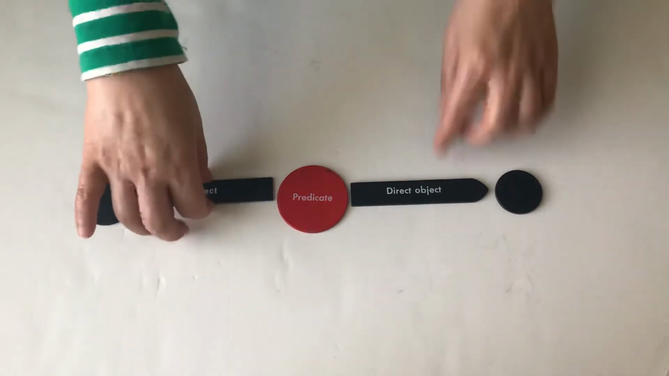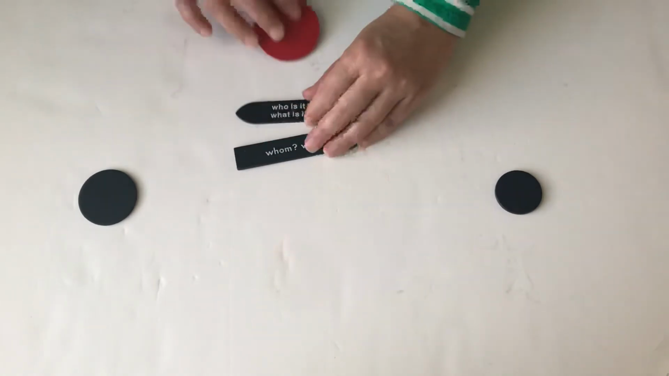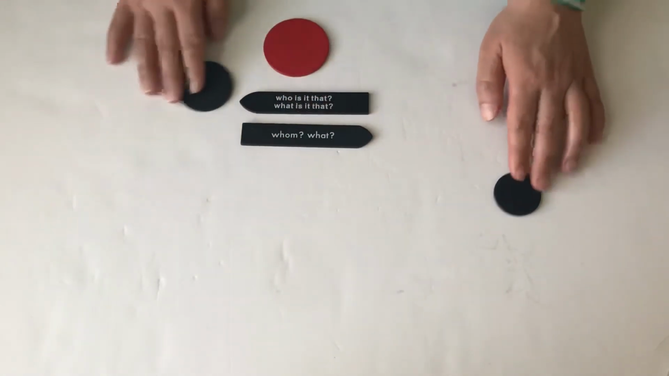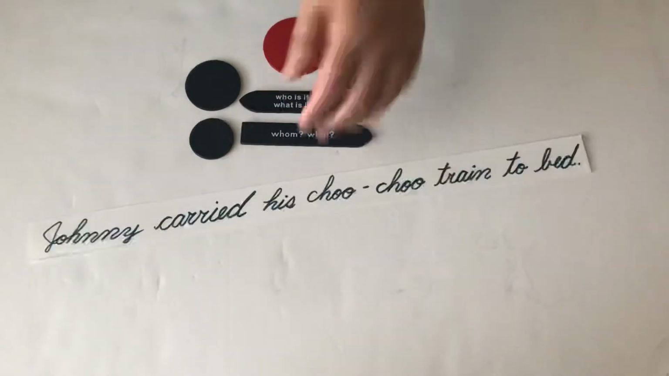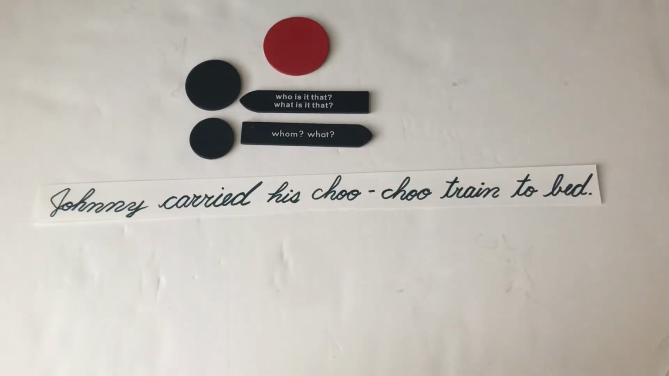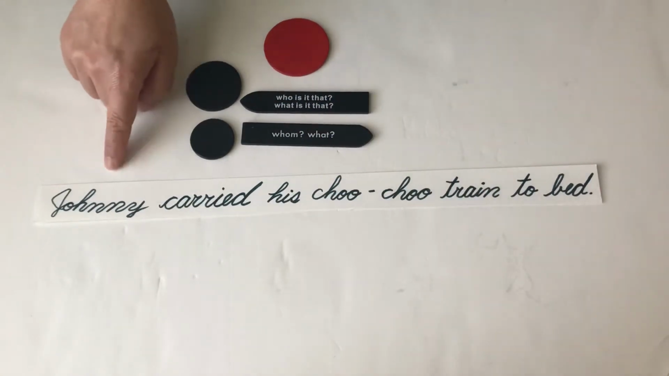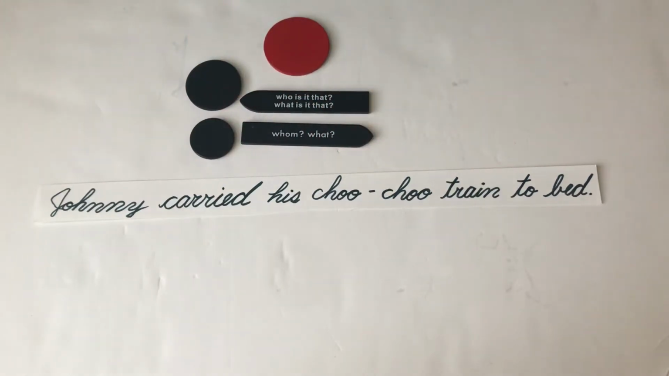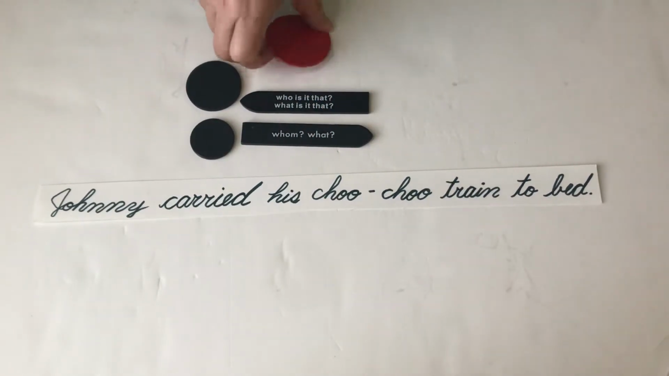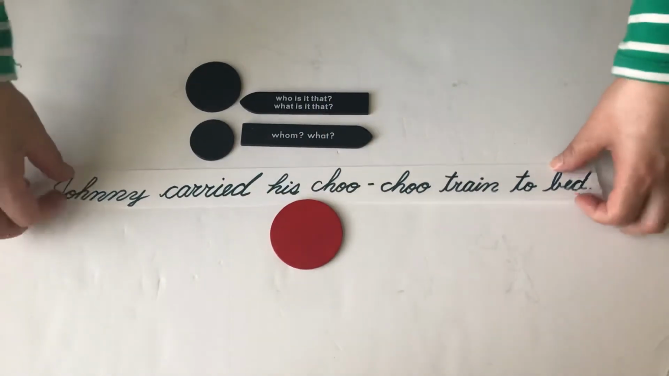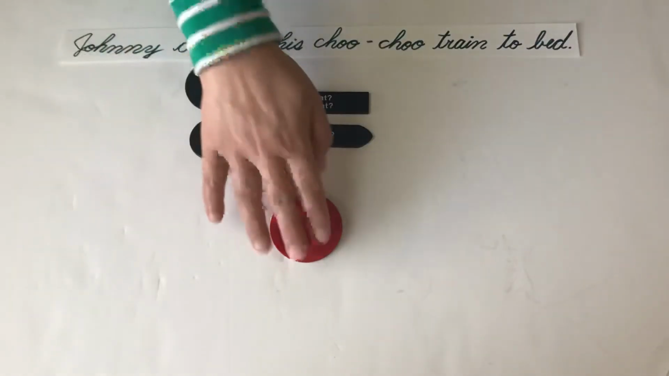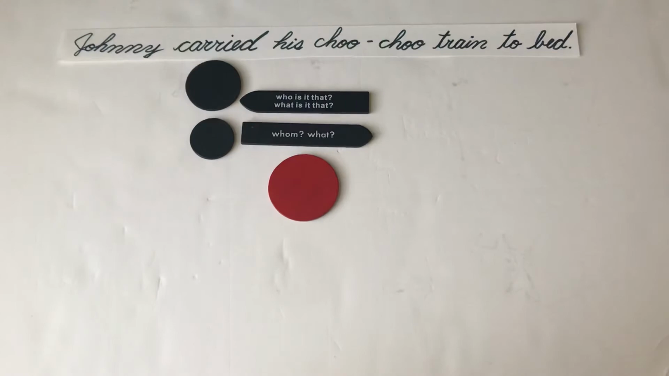Now you can write your sentences. Or if you don't have any idea, you can use the sentences that you made when you were doing your symbolizing sentences exercise. You can use those sentences to do this work too. Now I wrote down another example sentence for myself. Johnny carried his choo-choo train to bed. All right, so where is my predicate? Remember, the first question you ask yourself is always, where is the action word?